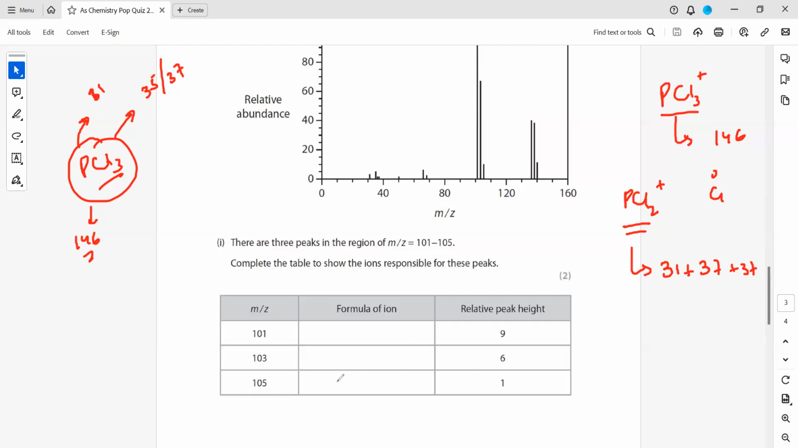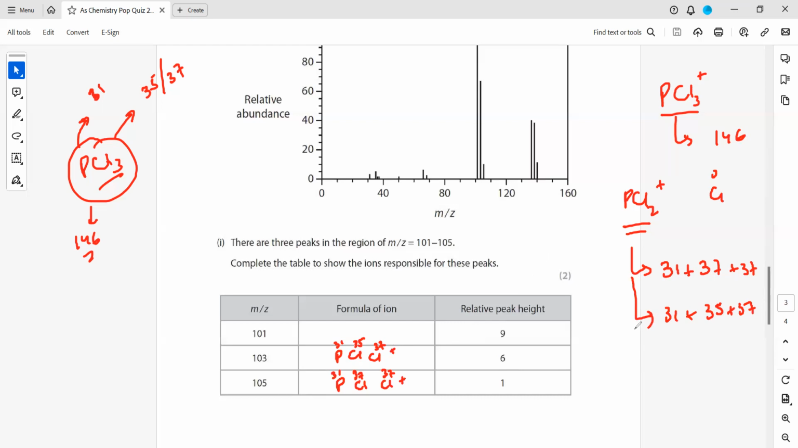So this molecule might be PCl2, which contains phosphorus 31. It might contain chlorine 37, and another chlorine 37. So one phosphorus and two chlorine, and both of the chlorine atoms are 37. But what if one of them is 37 and another one is 35? In this case, the mass will be 103, because when you sum them, it will be phosphorus 31, chlorine 35, and chlorine 37.